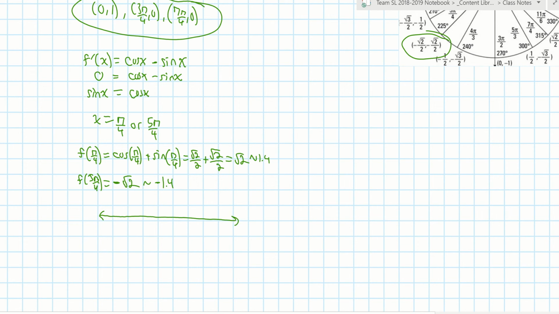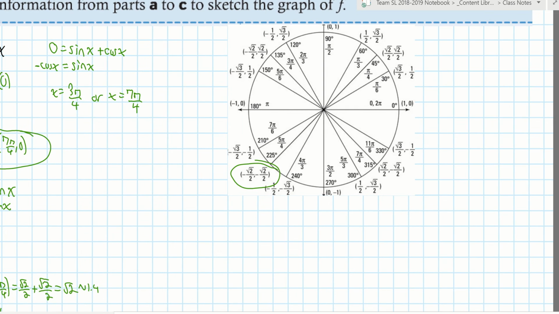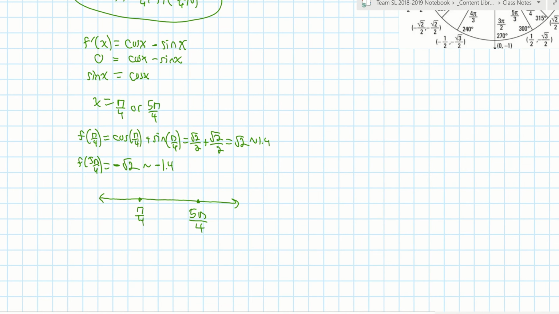Now let's go ahead and do the sign test. So we got pi over 4, 5 pi over 4, ugly. Okay, a little bit better, not much, I know. So 5 pi over 4. Now let's go ahead and try and find the positivity, the sign of the interval in here. So pi over 4 to 5 pi over 4. So anywhere within this interval here, I'm going to go ahead and choose pi. It's the easiest to do.